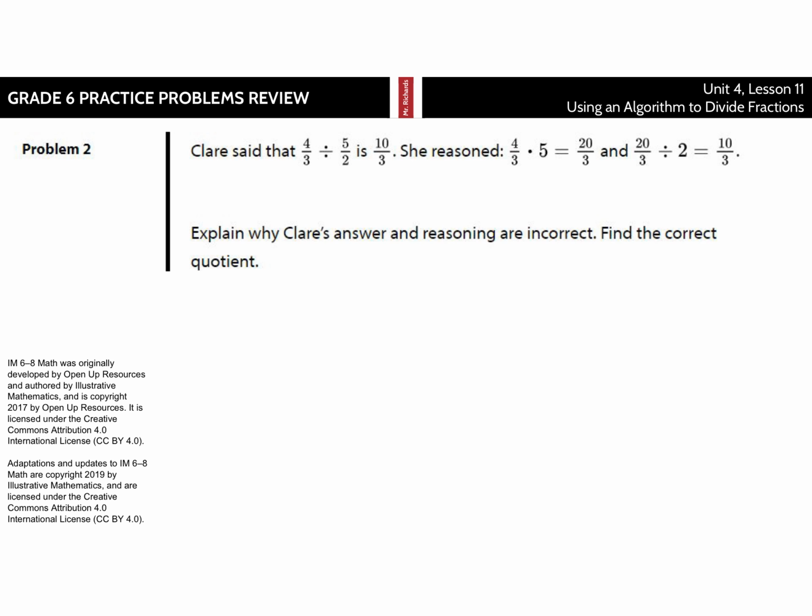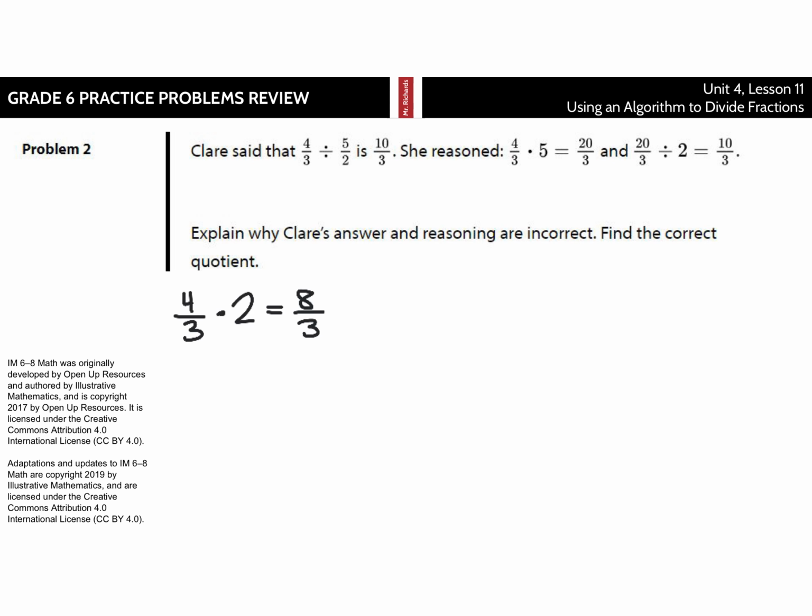In question 2 now, Claire said that 4/3 divided by 5/2 is 10/3. She reasoned that 4/3 times 5 is 20/3, and 20/3 divided by 2 is 10/3. Explain why her answer and reasoning are incorrect. Find the correct quotient. Well, one way to solve this question is just to show the correct work. We could take 4/3, and we're actually going to first multiply this not by 5, but by 2, and that's going to get us 8/3.